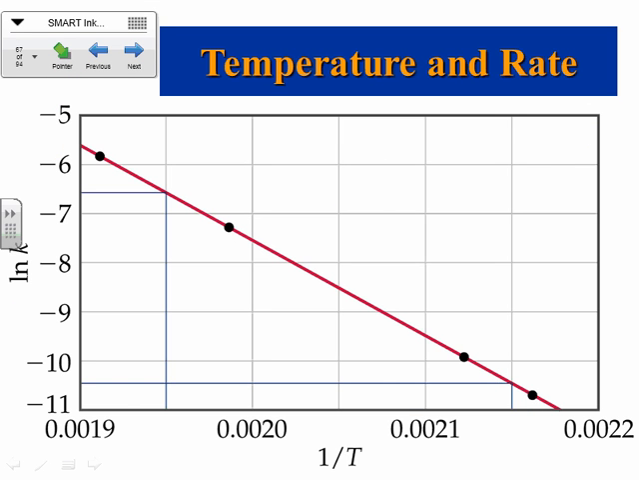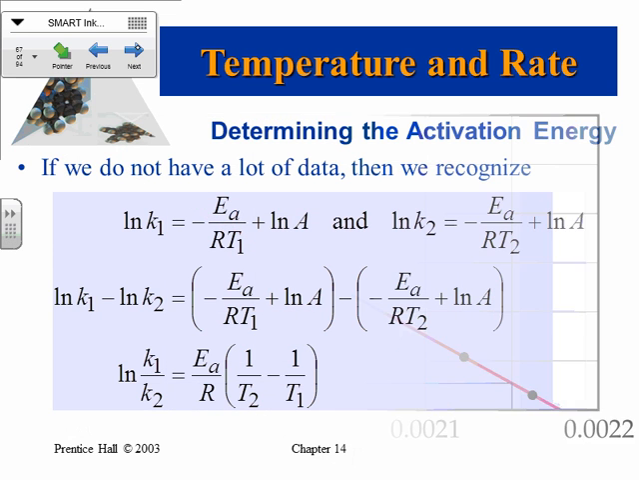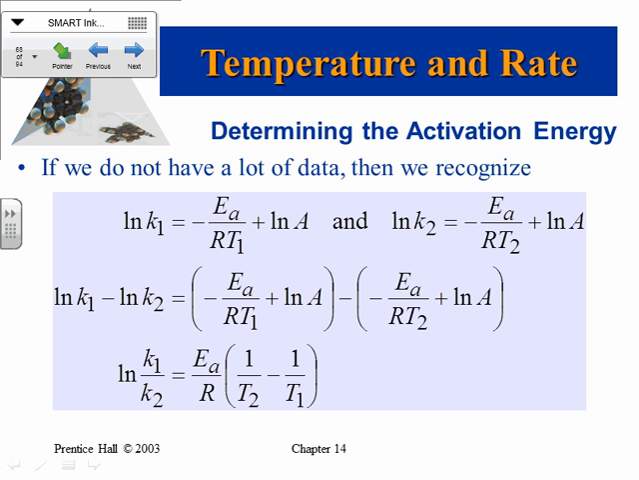Okay, so when you do this graph, natural log of k versus 1 over T, then it's usually going to look something like this, okay? And again, we're graphing the inverse of the temperature, so this graph is going to go down. If we don't have a lot of data, then another way that you can do this is you can actually figure out an equation just knowing 2 sets of data, okay?